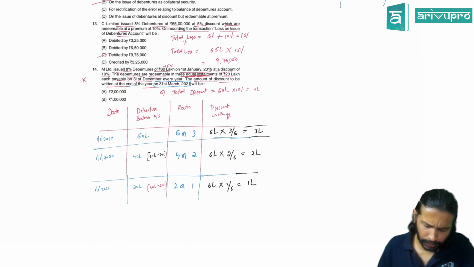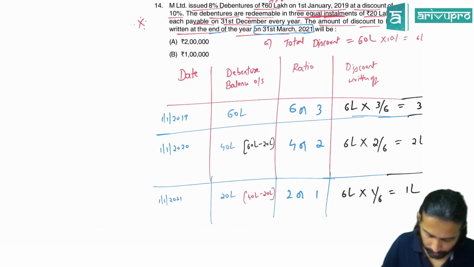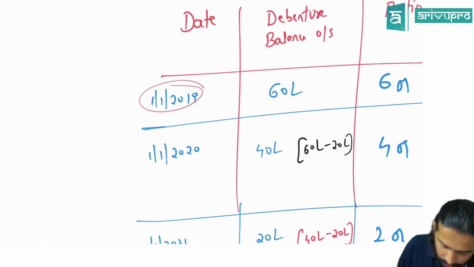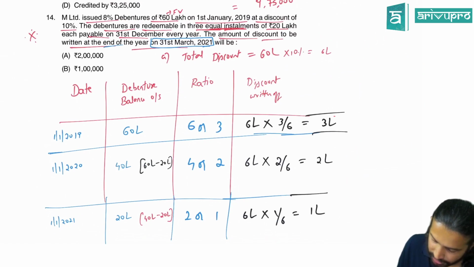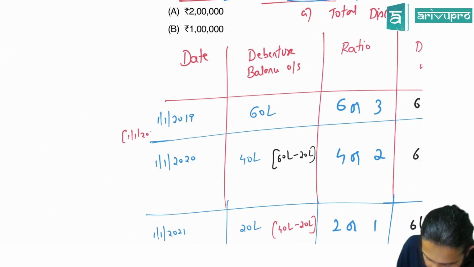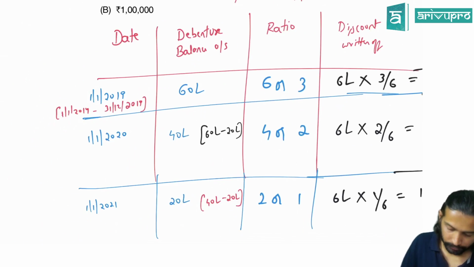So what is the answer? Finally tell us. The answer is also not that simple. Check what they asked. First of all, before we answer, I will just write the period so that you will get clarity. This 3 lakh you'll write off for which period? 1/1/2019 to 31st December 2019. Correct? For this year, you will write off 3 lakh. That's what we computed.